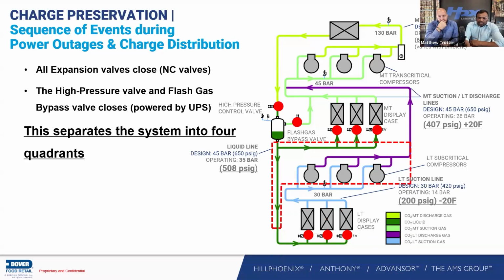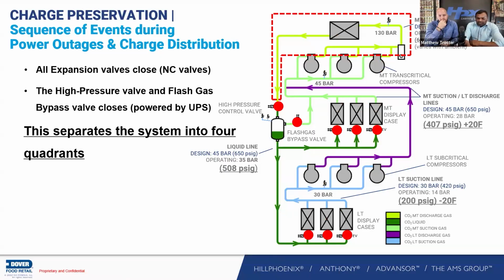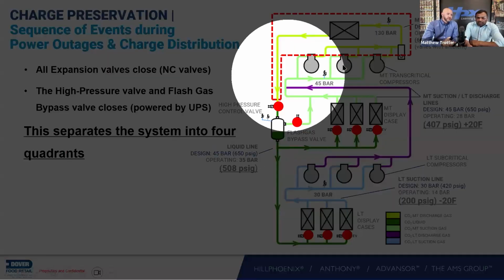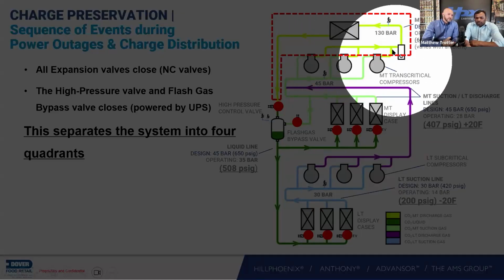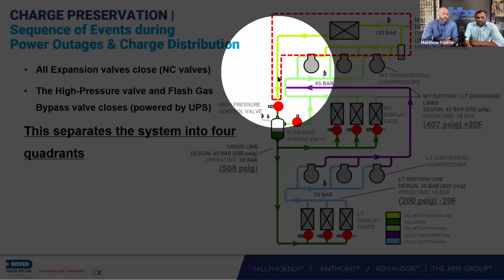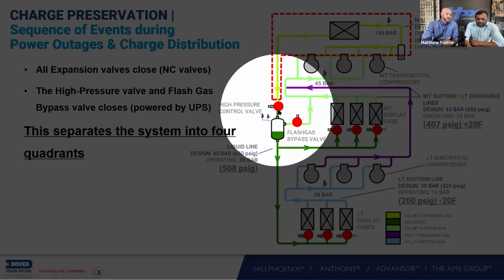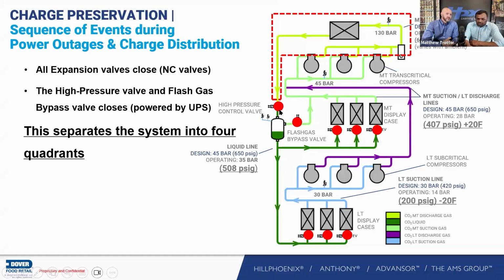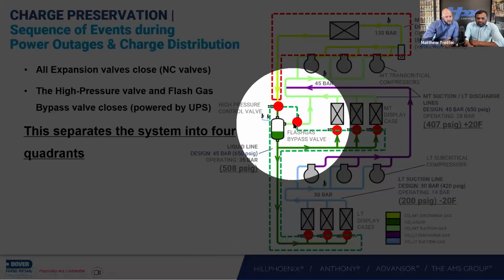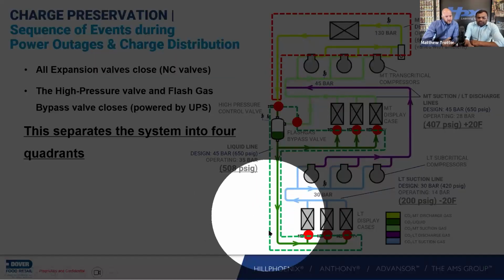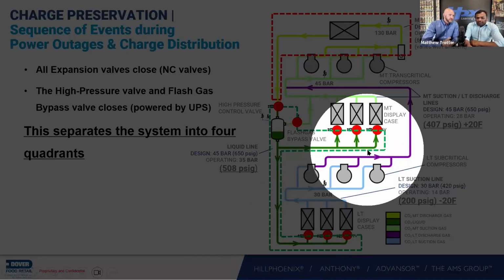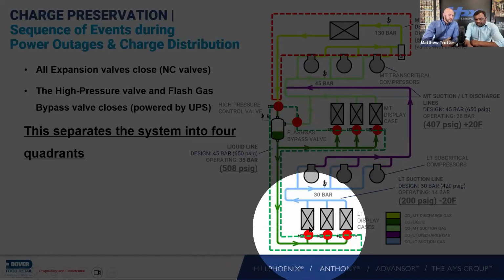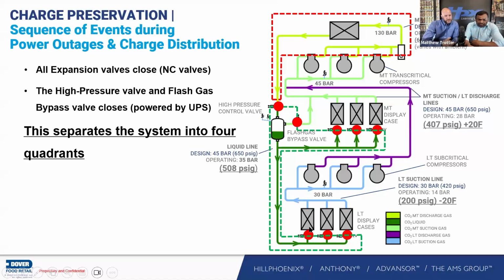The system has 4 sections. The first one is the medium temp discharge section, the red box here, from the medium temp compressor discharge going through the wall separator, gas cooler, and all the way up to the high pressure valve. That's quadrant 1. The second quadrant will be from the high pressure valve and the flash gas bypass valve, flash tank, and all the liquid lines all the way up to the expansion valves on the low temp side and also on the medium temp side. So this will become the second quadrant, or second section, of the system.